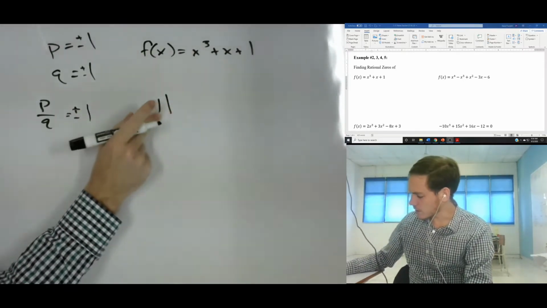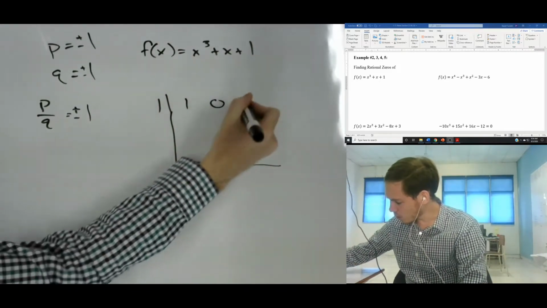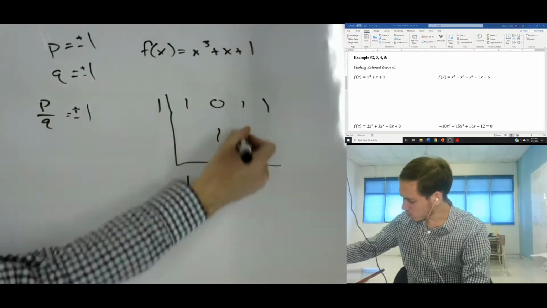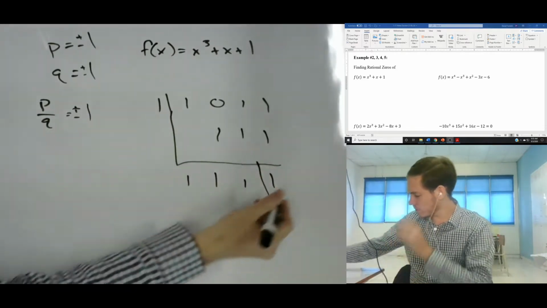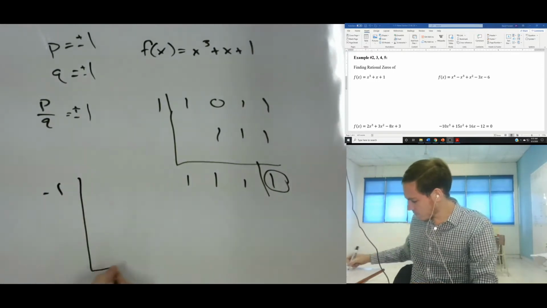Sorry, I do my synthetic division that way. Let's do it their way. 1, 0, 1, 1. So we go down 1, 1, 1, 1. So this is not a 0 because this number's not correct. So let's try negative 1.